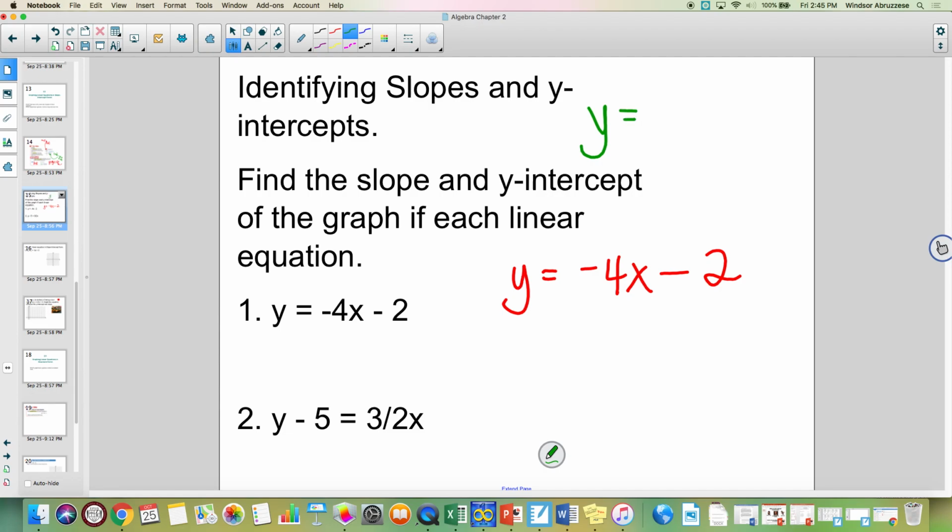Slope-intercept form is y equals mx plus b. Memorize this. Write it down. Write it on everything. Doodle it. Tattoo it. I don't care. Y equals mx plus b is your new best friend.